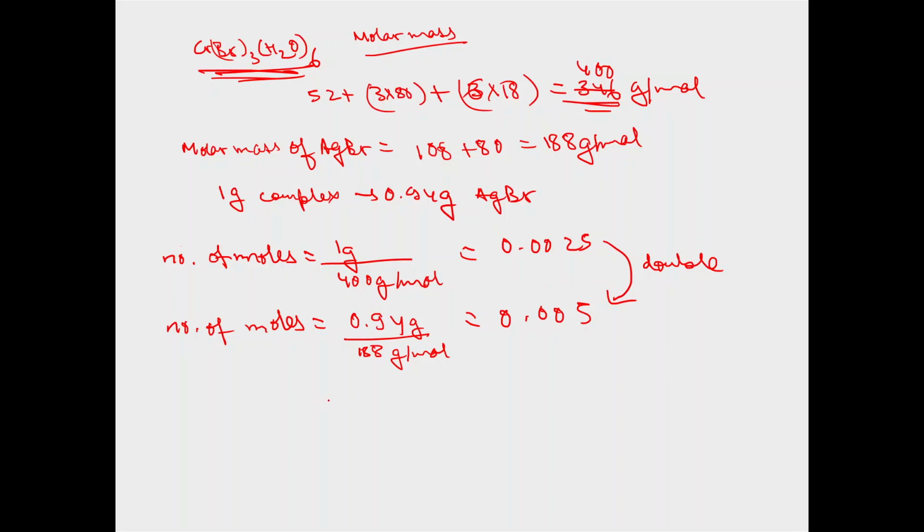So that means 2 bromines are outside the coordination sphere. That is, chromium is there, 6 water molecules are there inside, and 1 bromine is there inside, whereas the other 2 bromines are outside the coordination sphere, which are reacting with AgNO3 and precipitating out 2 molecules of AgBr.